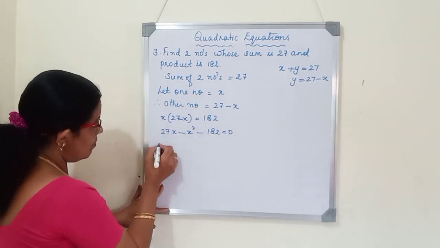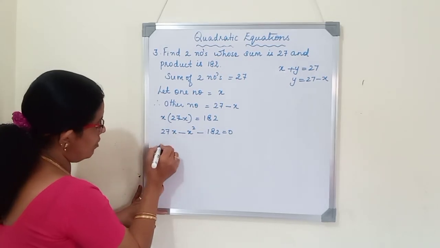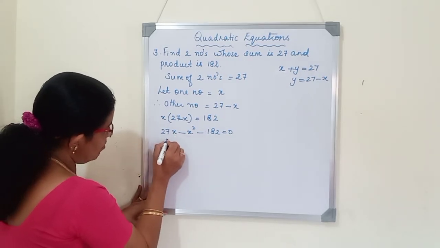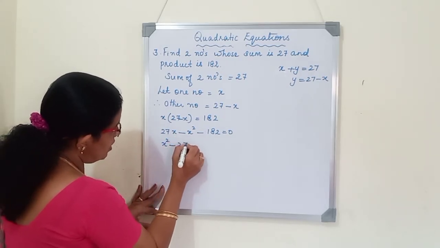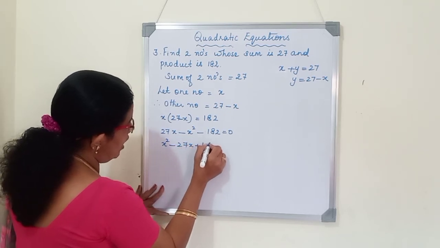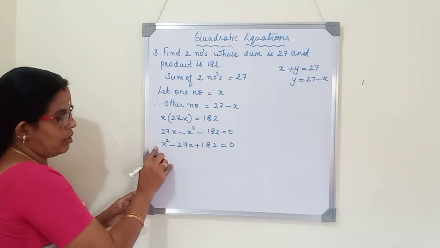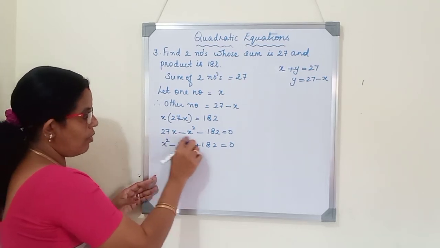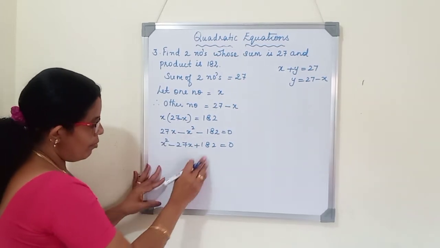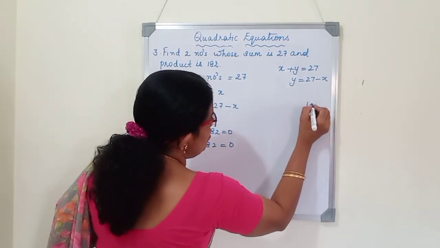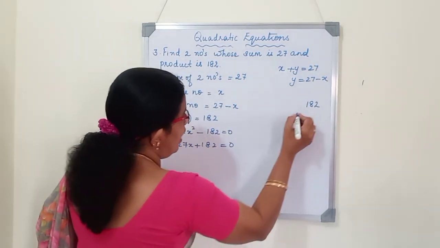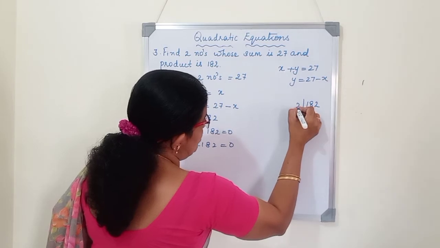Now we will change to the correct order with the positive sign. Minus x square becomes plus x square, minus 27x, and here it is plus 182 equals 0. Written in standard form with a positive sign for the first term, so throughout we change the sign. Now the product is 182 and the sum should be minus 27. So we'll factorize and see.